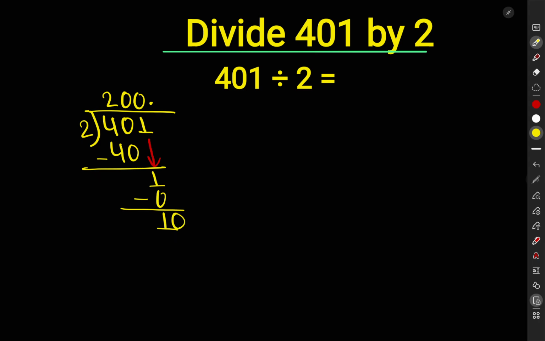So now it is 10 and 2 times 5 means 10. On subtracting we get 0. So 401 divided by 2 is 200 decimal 5.